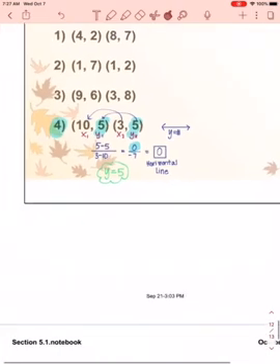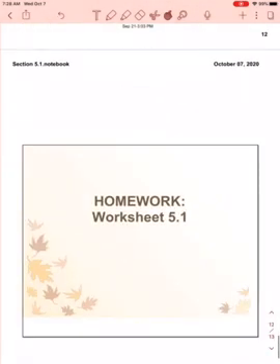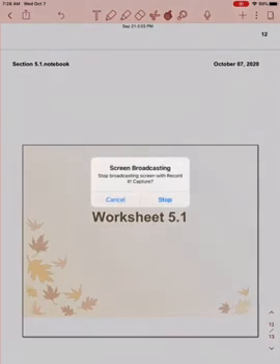That's just for the future to remember. Right now we're just kind of focusing on the slope. The slope was 0, so it's a horizontal line. Okay? All right. You're going to do your 5-1 worksheet and let me know what you need.